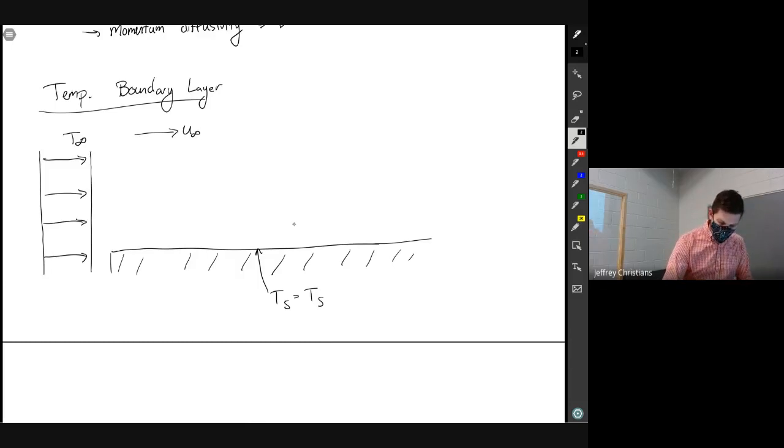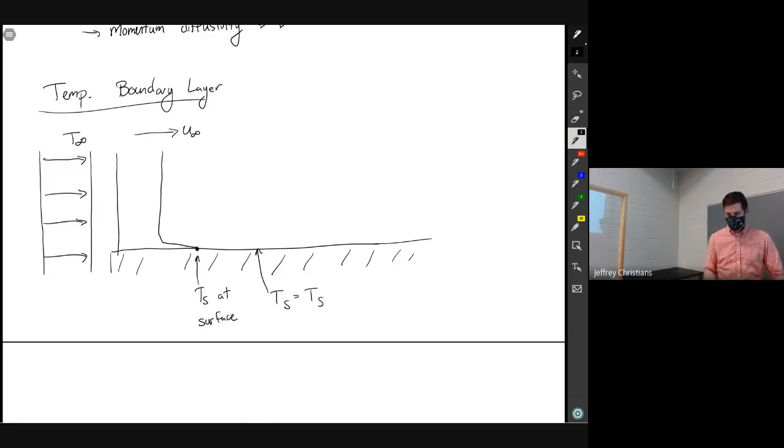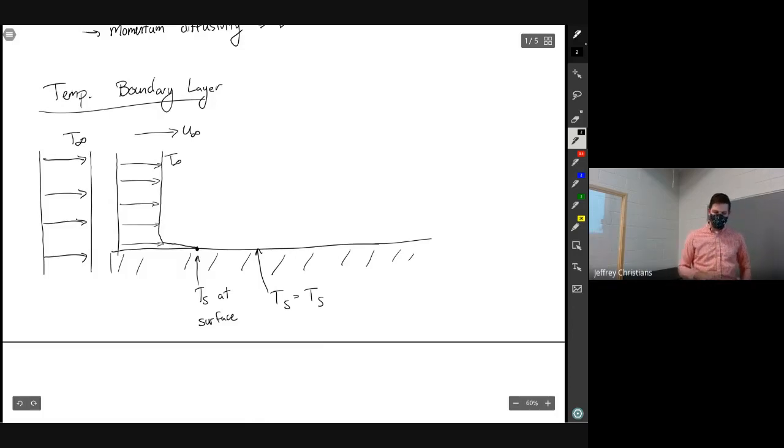So if we look right here at the beginning, far away we haven't felt the plate yet, but right at the surface we're going to be at TS. So we can draw our arrows, but obviously out here we're still at T infinity. And as we move down along that plate, heat's going to be continually flowing from the plate up into the fluid. We're going to be continually pushing heat up. So that temperature is going to grow. The temperature boundary layer, the thermal boundary layer, is going to grow as we move along the plate.